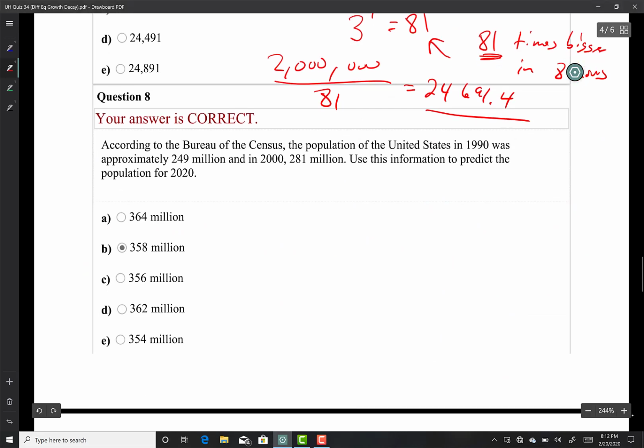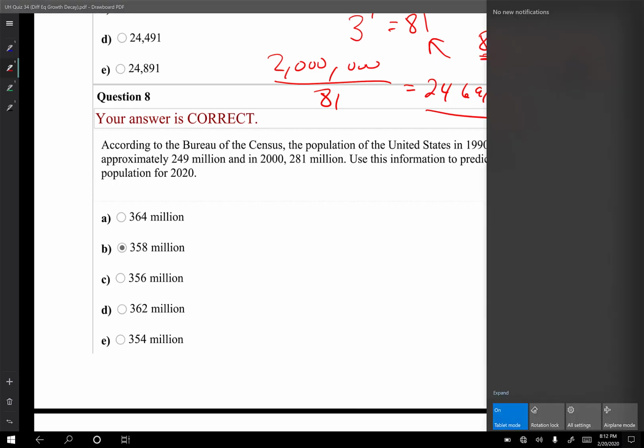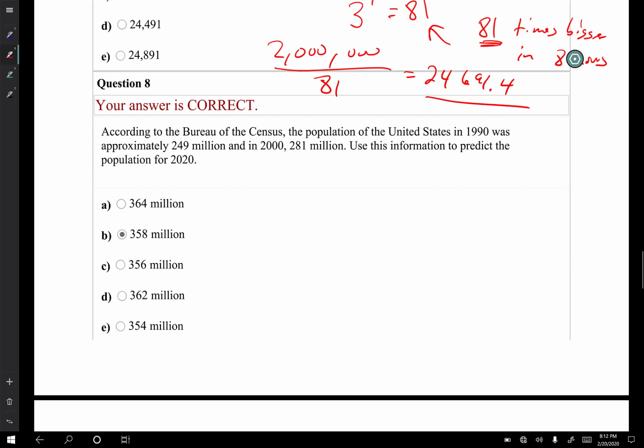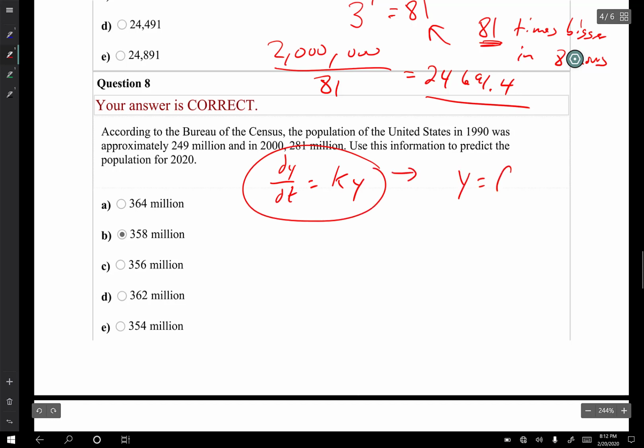All right, real quick. On this one here, it says, according to the Bureau of the Census, the population of the United States in 1990 was approximately 249, and in 2000, it was 281. Use this information to predict the population for 2020. The population growth is based off of how many people are present. So I'm able to write y equals c e to the kt. I'm going to use this as my initial, so time equals 0 in 1990, which means my c must be 249.